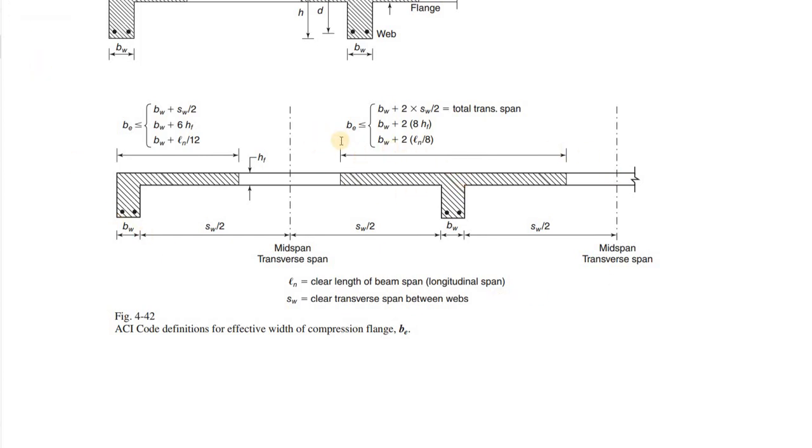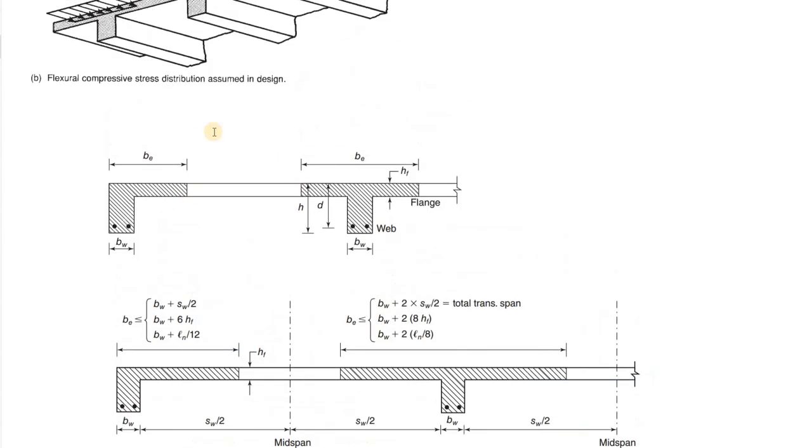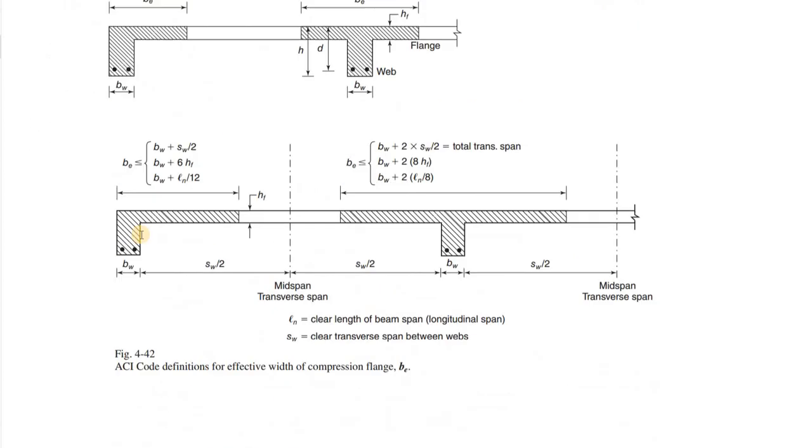Keep in mind, these provisions apply to a beam which is part of the slab. I mean, these provisions apply to the case when we have a T beam action because some part of the slab is acting integrally with the web. So these provisions apply to sections which are part of a continuous floor system. All right, which are part of a continuous floor system.